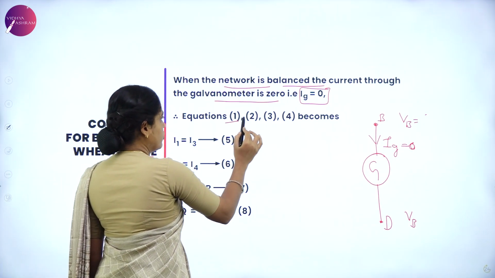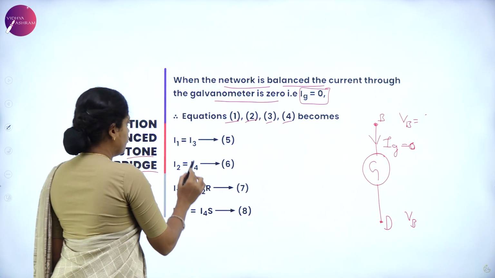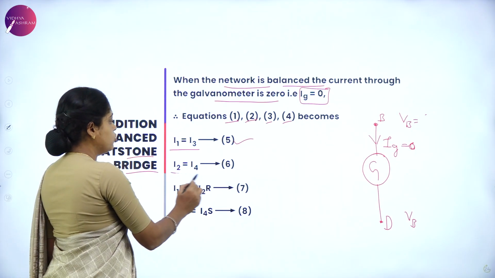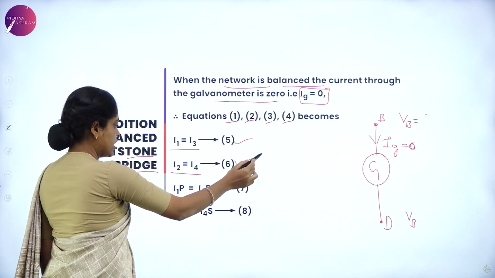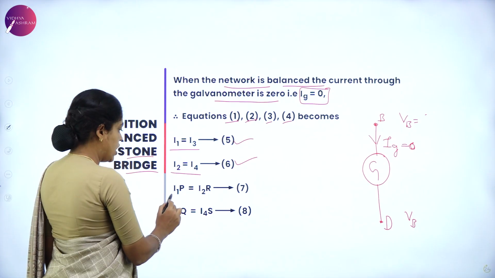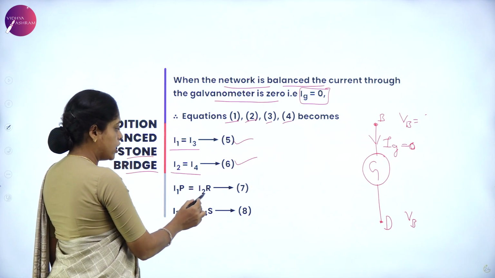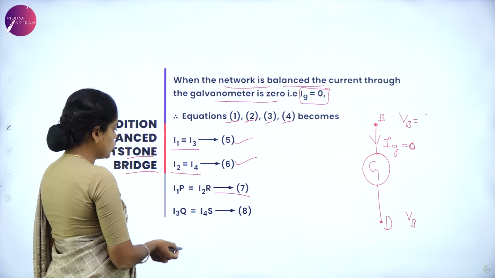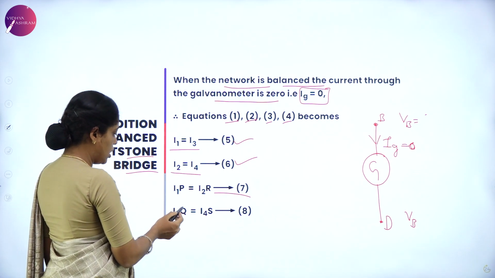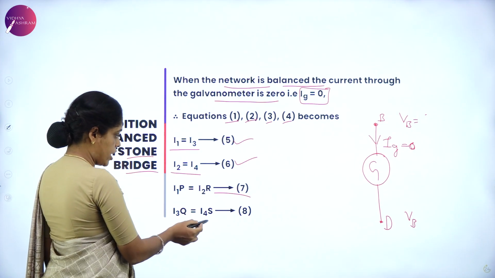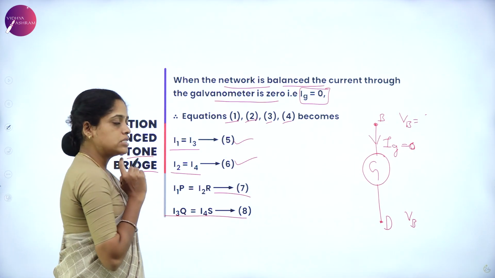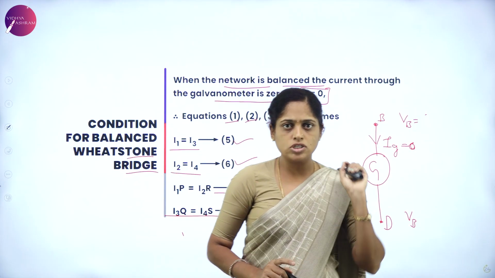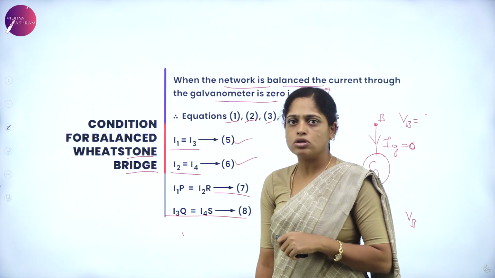Considering this to equations 1, 2, 3, 4, then we have I1 is equal to I3, equation 5, I2 is equal to I4, equation 6, and in equation 5, I1P is equal to I2R. Consider this as equation 7. Equation 4 becomes I3Q is equal to I4S. Consider this as equation 8. All these equations are obtained by applying the condition that Ig is equal to 0.